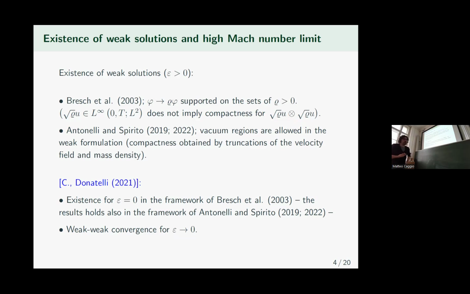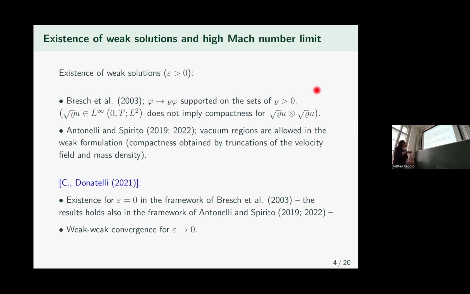More recently, in L'Aquila, Antonelli and Spirito proved the existence of weak solutions in the three-dimensional torus for this system, but with, let's say, the usual weak formulation. So the vacuum regions are allowed in the weak formulation, and their arguments are truncation arguments and other kinds of things that gave them the possibility to prove the existence of weak solutions.